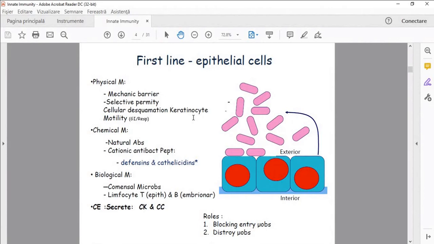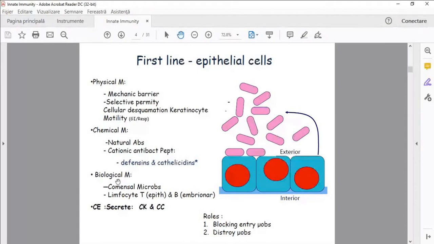Also, at the intraepithelial level, we can find some particular subpopulation of B lymphocytes, which are called embryonal B lymphocytes. These B lymphocytes are able to recognize T-independent antigens. Also, they act in a similar manner to innate immune cells. So, what else?